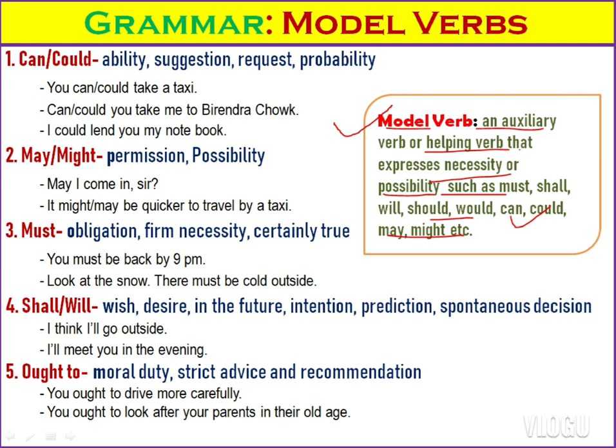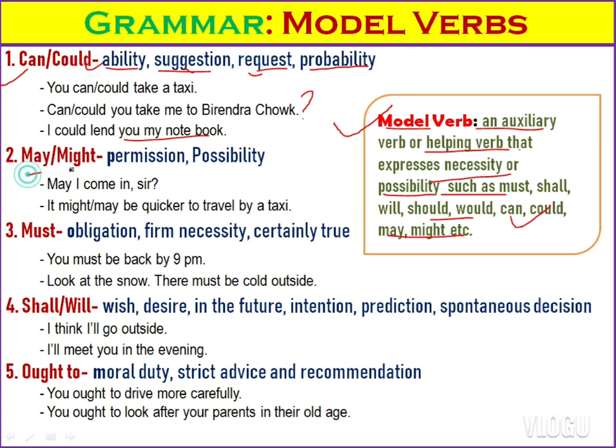The first one, can and could. Can and could can be used to show ability, suggestions, request, and probability. For example, you can take a taxi, you could take a taxi. Can or could you take me to Birendra Chowk? भनेर यसरी then question marks. I could lend you my notebook. मैले तिमीलाई आफ्नो notebook दिन सक्छु. So to show ability, suggestions, request, and probability, we use can and could.